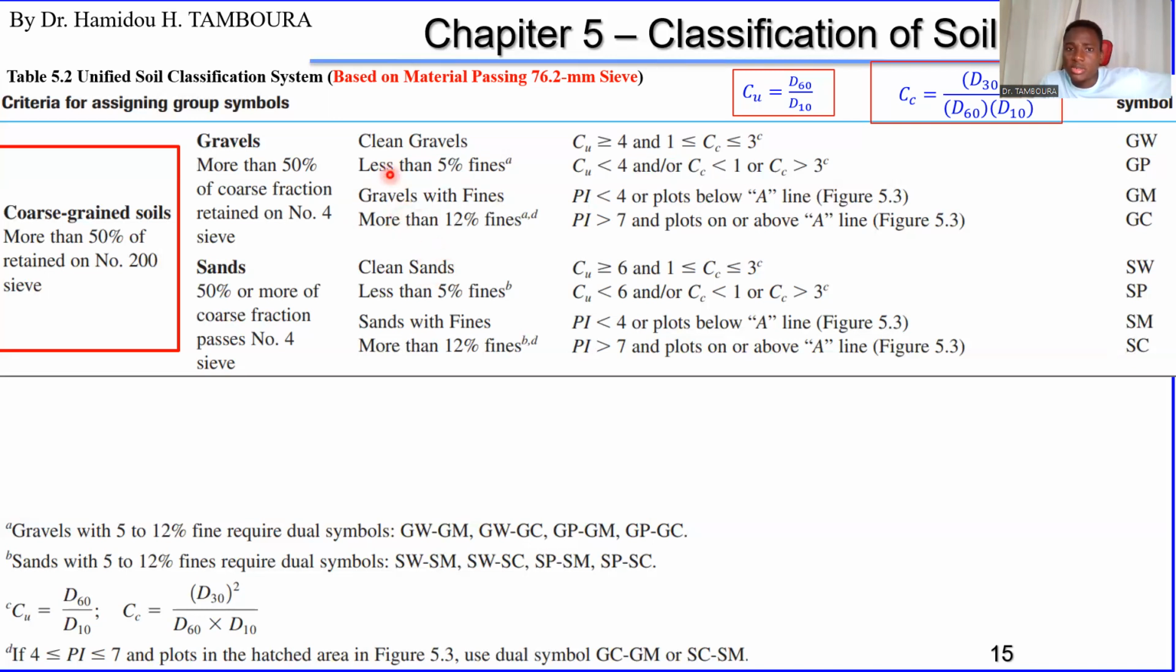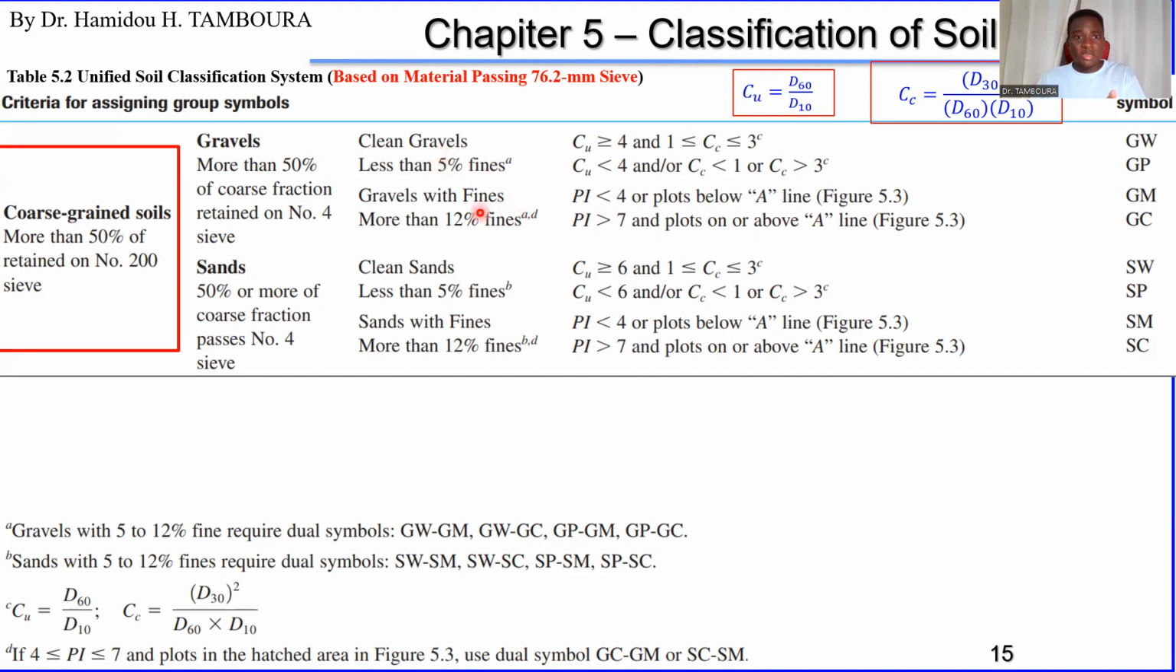Okay, so less than 5%, you have this small interval for the fines, 5 to 12. If it is less than 5, then you can say clean sand or clean gravel. But if it is more than 12, then you can say that this is gravel or sand mixed with some fines, meaning gravel and clay, for example, gravel and silt.